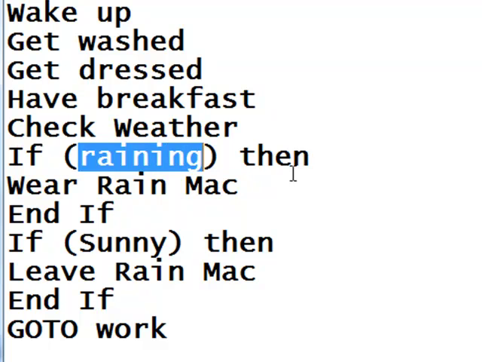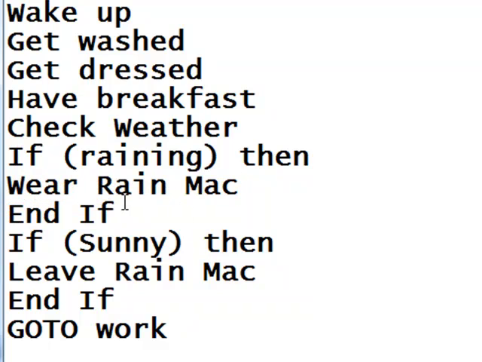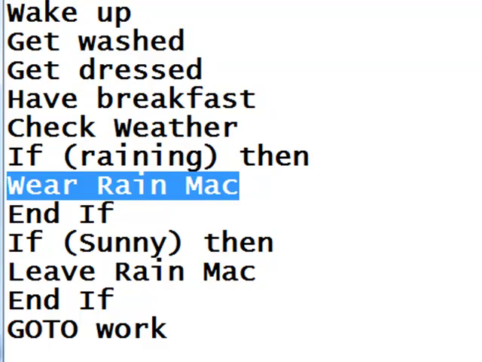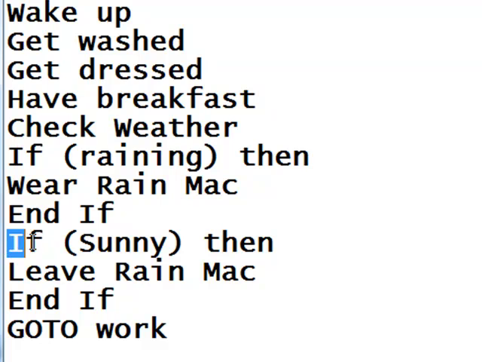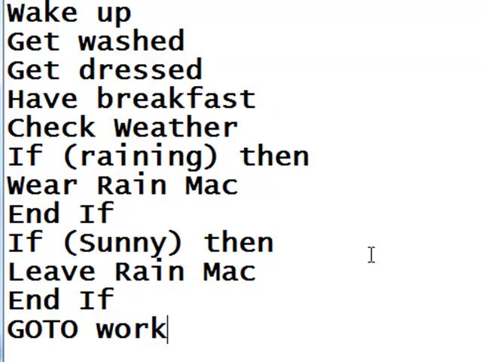So if raining, then wear a rain mac, and then we end our if statement. So if that condition is true, if it is raining, we'll stick on our rain mac. Then we go to the next line of code and we check another condition. If sunny, then we leave our rain mac and we end our if statement. And then once we've decided whether or not we're going to wear our rain mac, we go to work. Obviously this doesn't take into consideration whether it's cloudy or whether it's actually sunny and raining, but it's just a simple example to get you used to the ideas of if statements. Okay.